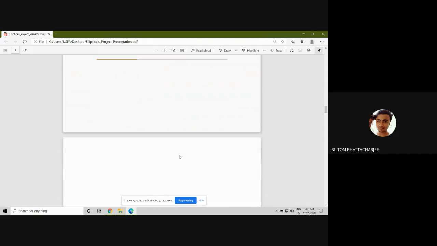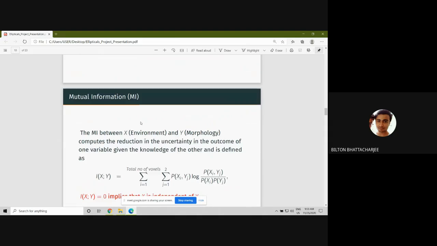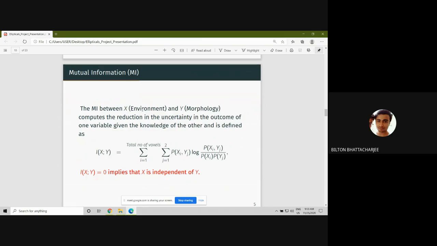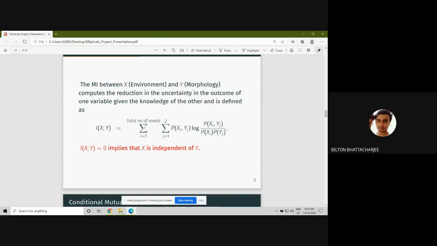For the theoretical framework, we have used mutual information. So what does MI mean? The MI between x, which is environment, and y, which is morphology, computes the reduction in the uncertainty in the outcome of one variable, environment or morphology, given the knowledge of the other, and is defined as I(X;Y). We have two summations because these are discrete variables. If these were continuous variables, there would be integration.